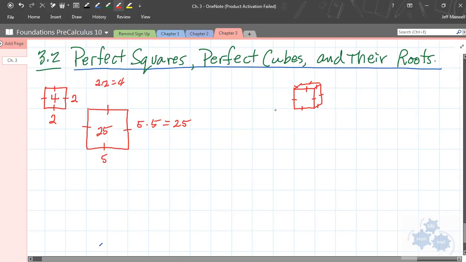Right? So when we're talking about a perfect square number, what we're talking about is any number that can be made into a square. So this number represents the area of a square where the sides of the square are whole numbers. That's what we're calling a perfect square. So 16 is a perfect square because it's 4 times 4. Okay?